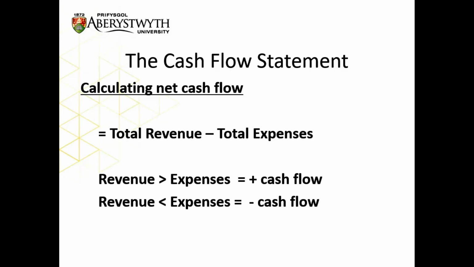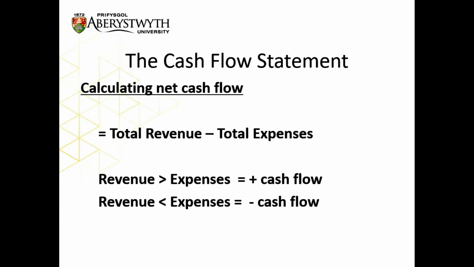So when we discuss net cash flow, it is simply the total revenue less the total expenses. If the revenue is more than the expenses, the cash flow would be seen as positive. We've got money left over after paying all our expenses. If the revenue, the income, is less than the expenses, so if our incoming is less than our outgoing, the cash flow would be negative. Okay?